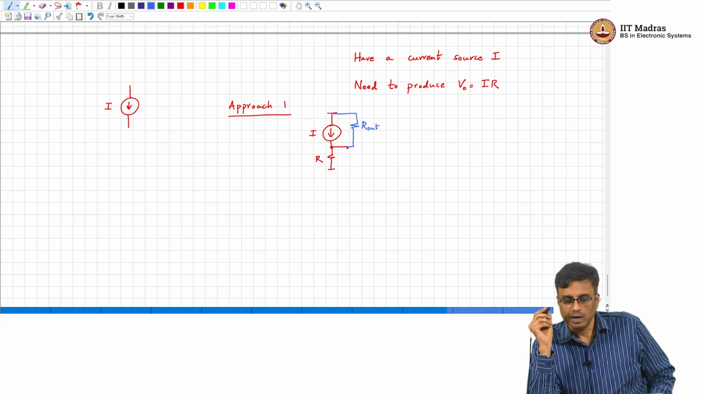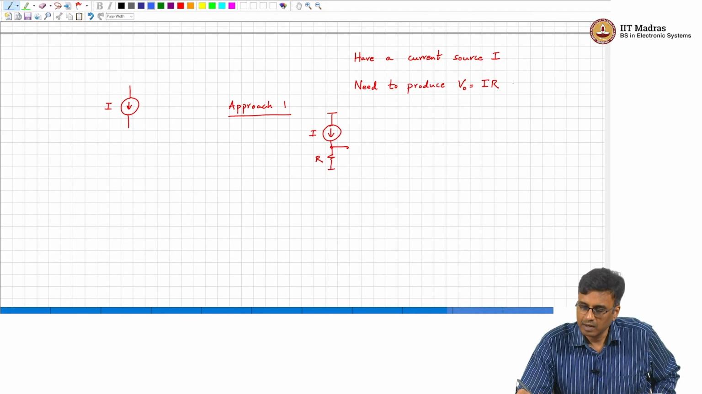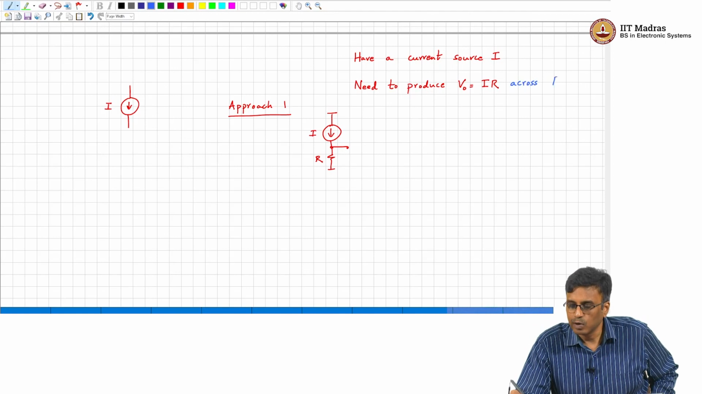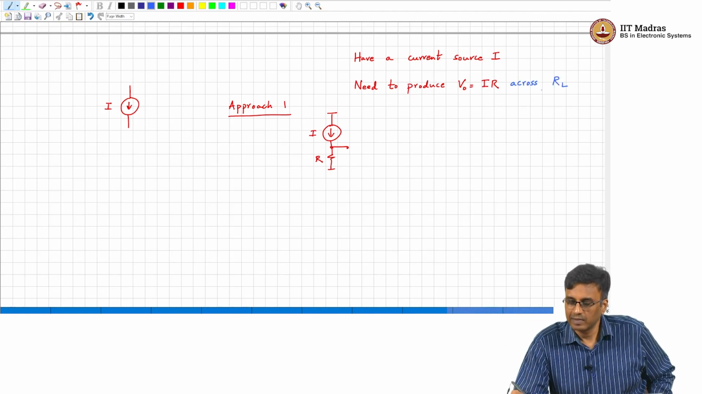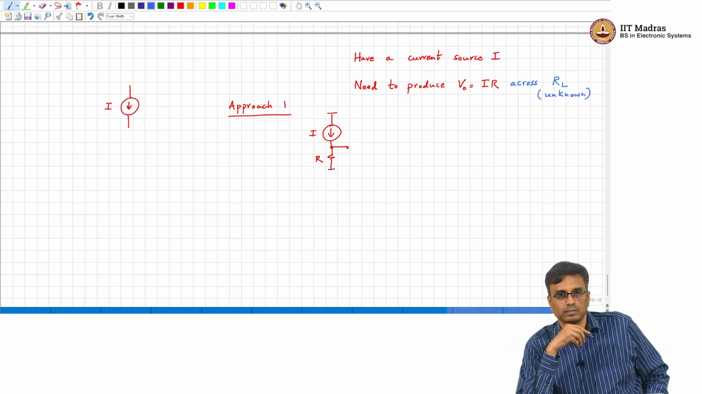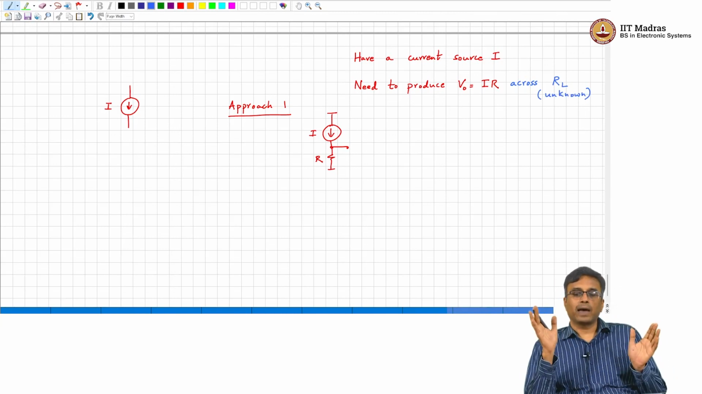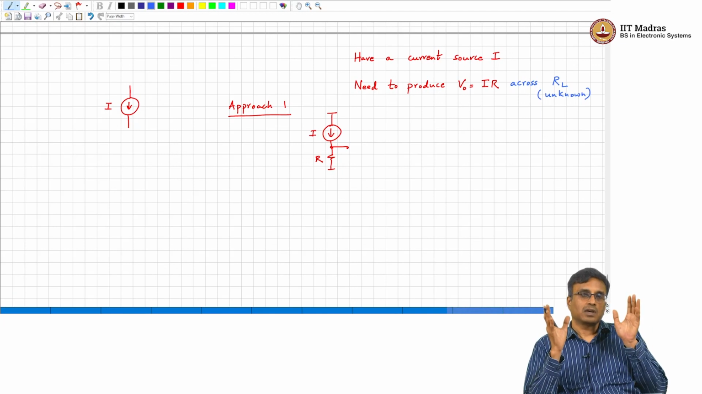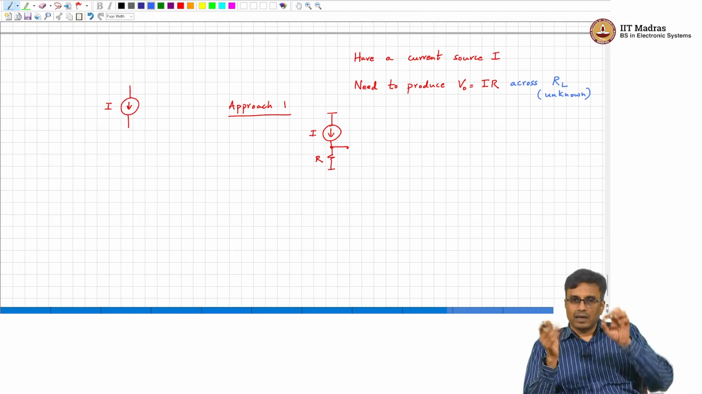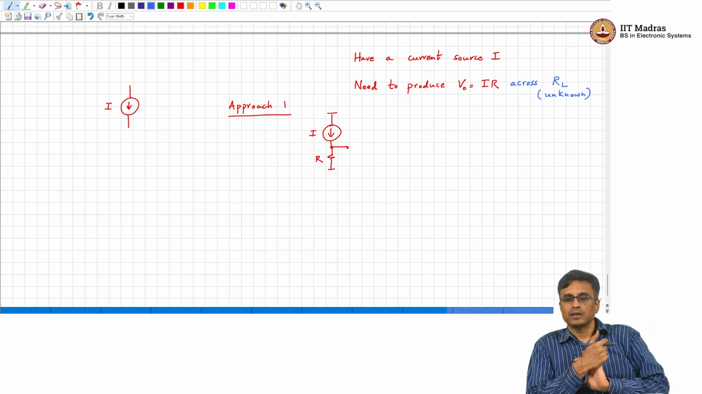Okay. Now, even if you had an ideal current source, let me modify the statement to saying I need to produce a voltage I naught R across a load resistance RL. Let us say RL is unknown. So to rephrase, we have a current source, I need to produce a voltage I times R across a resistor of value RL, correct. So, how will I do this?